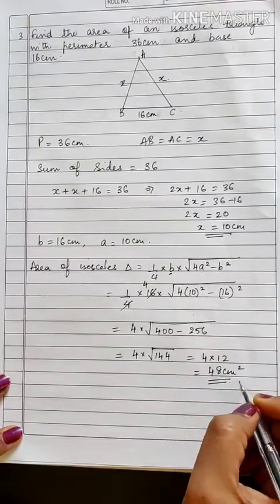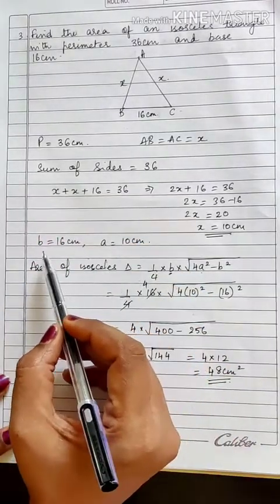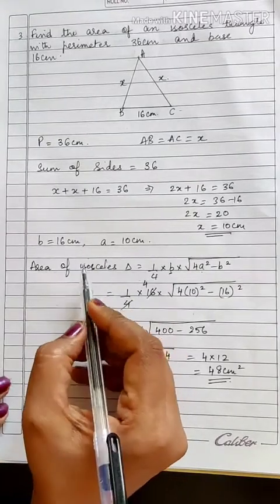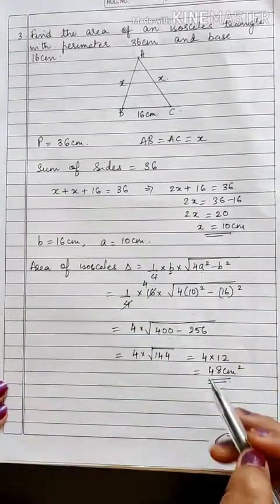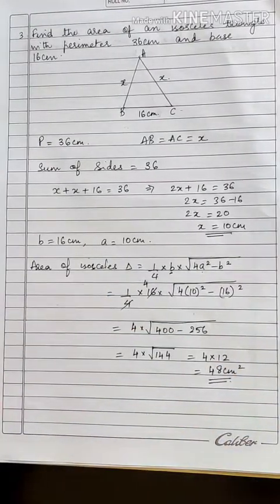So it is such an easy thing. If you know the formula, you can just substitute the value of base and the equal side, and then you can find out the area.